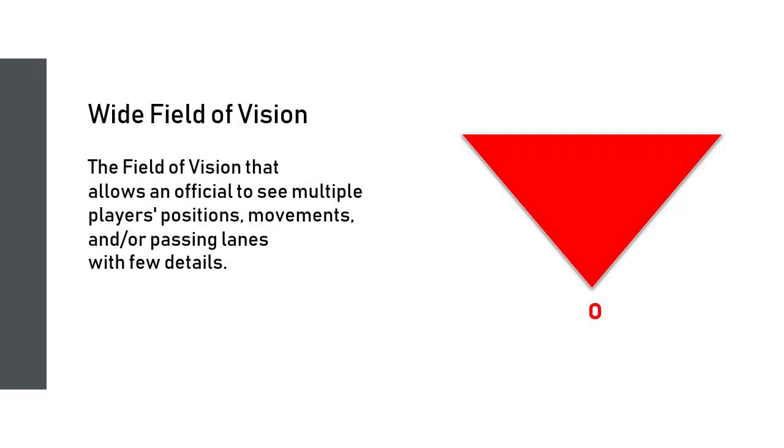There are three general terms that will be used in this presentation to describe how to use your eyes to see infractions. The first is a wide field of vision. Widening where we are looking allows us to see player positions, passing lanes, and movements of the players. Using this field of vision allows us to officiate transitions, loose balls, and shots on the inlines more effectively.